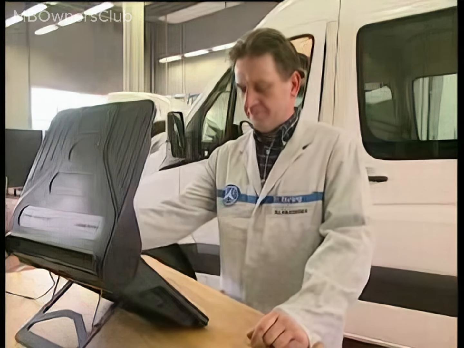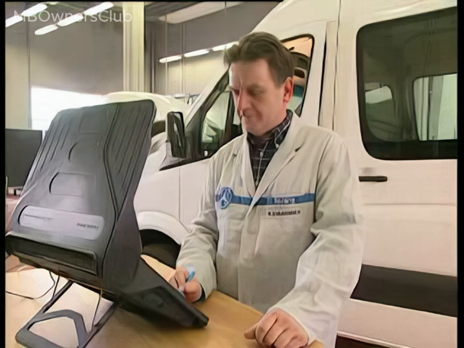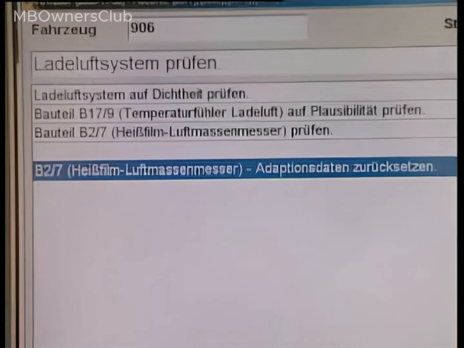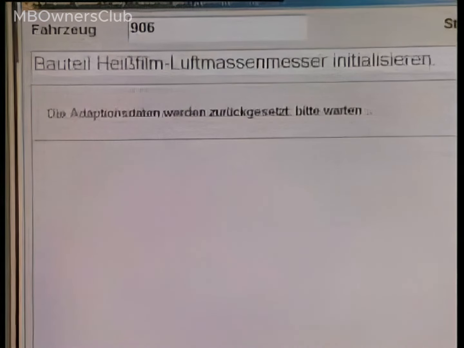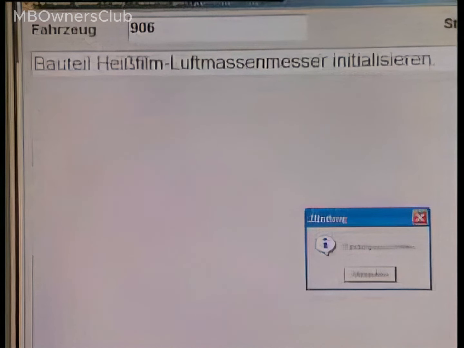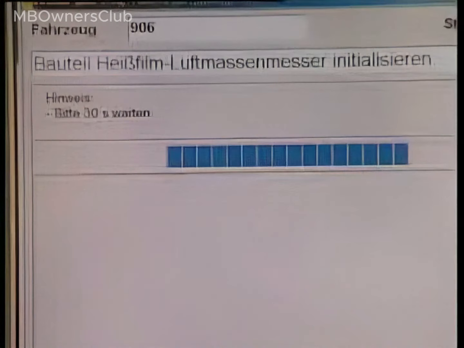Concluding work, star diagnosis must now be used to reset the adaptation values of the hot film mass airflow sensor. The same applies to the fault memory, which must also be erased.